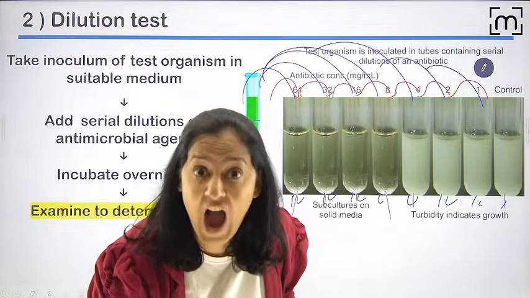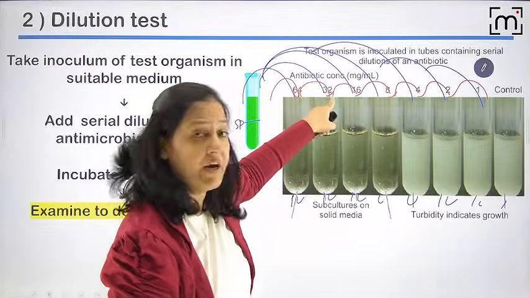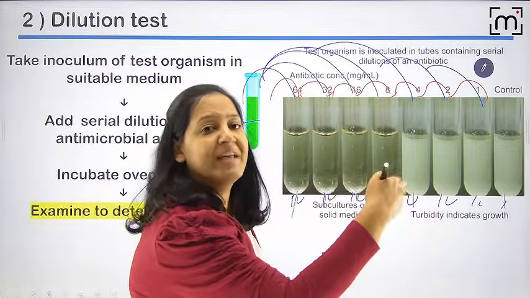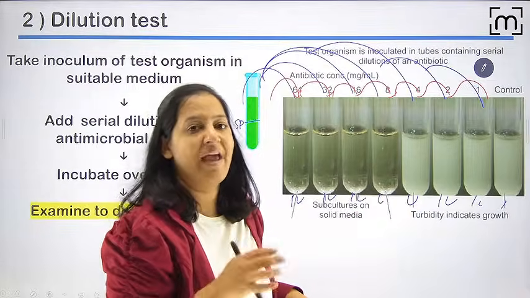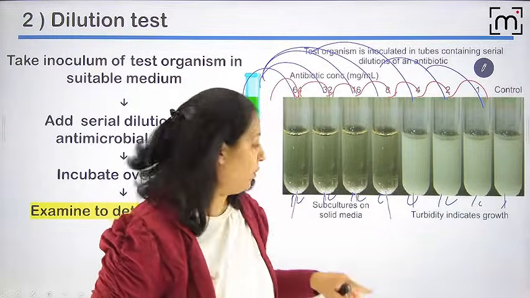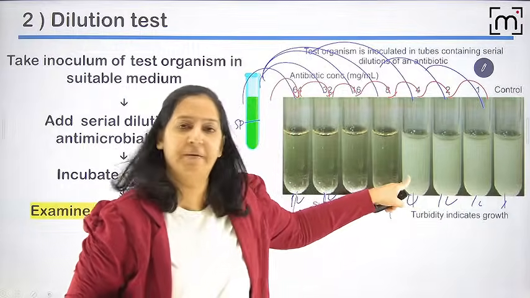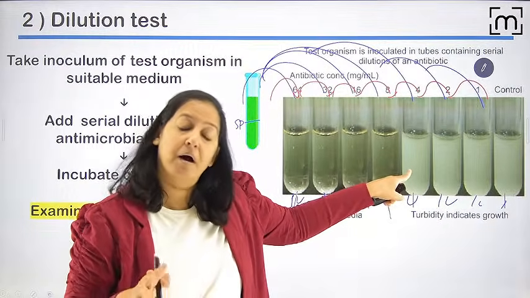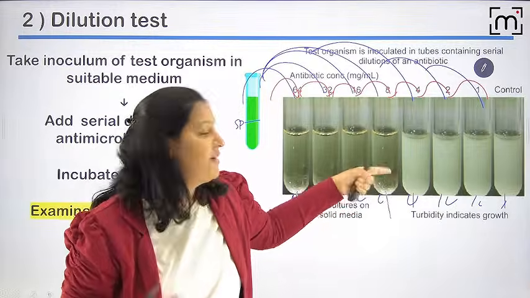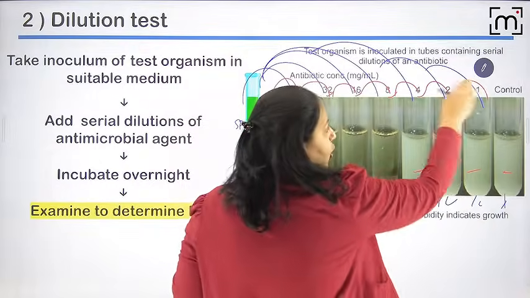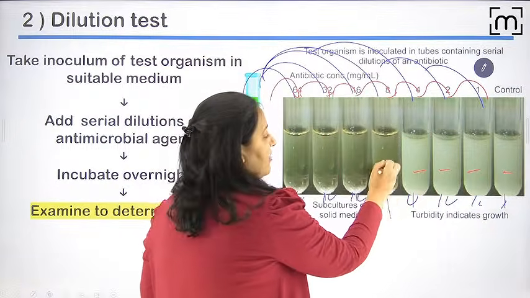I'm halving the concentration. Here I'm putting 64 units, here 32 units. I'm diluting the antibiotic. Now here I have put the bacteria. Bacteria show turbidity, so all these test tubes show turbidity. The moment the antibiotic kills the bacteria, the turbidity disappears. So I can see turbidity here at lower concentration, but here turbidity disappeared.